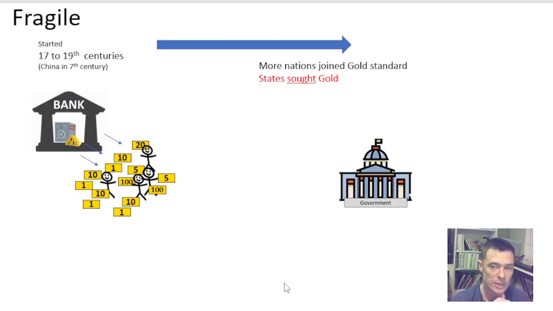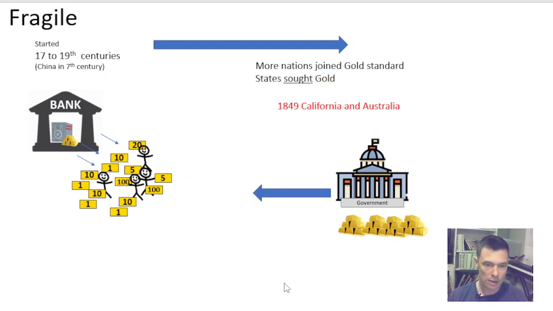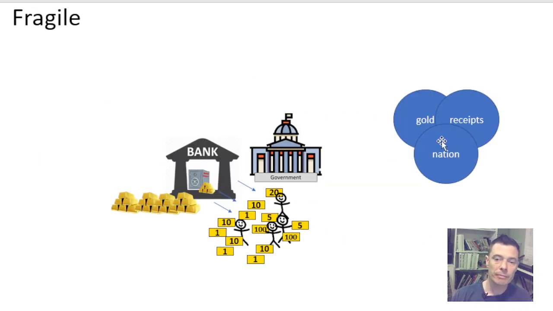And as the gold standard progressed, and more nations joined the gold standard, all of these nation states started seeking out gold. And then we had big gold rushes in this time frame also. The 49ers in California was a big rush, and in Australia. And as these governments started accumulating more gold, it was pushing these two closer and closer together. Now we had governments and banks close together. There was the gold, the receipts backed by gold, the nation, the banks.